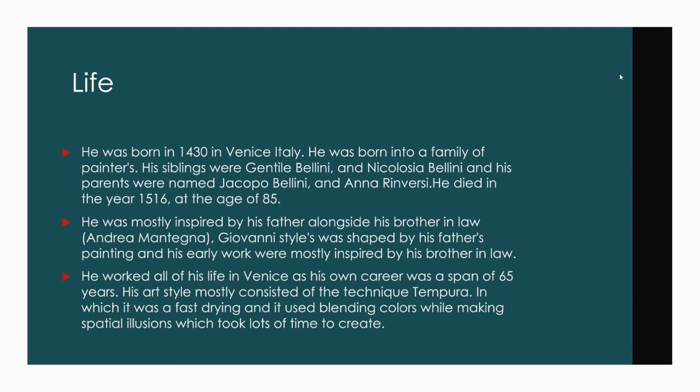as his career spanned a total of 65 years. His style mostly consisted of the technique named tempera, which is fast drying and is used to blend colors while making special illusions, which took lots of time to create. As in one of the paintings, you will see that he started in a certain year and ended 5 years later. In his early career, he went from religious paintings to La Madonna and child paintings, which is a female and a child painting.